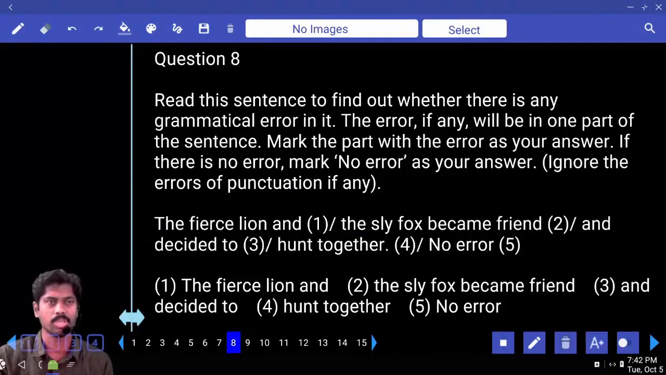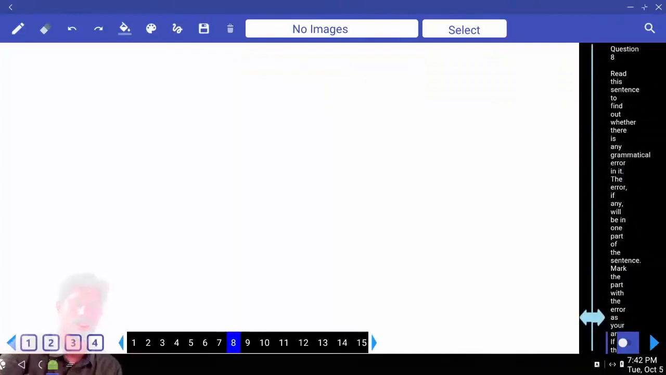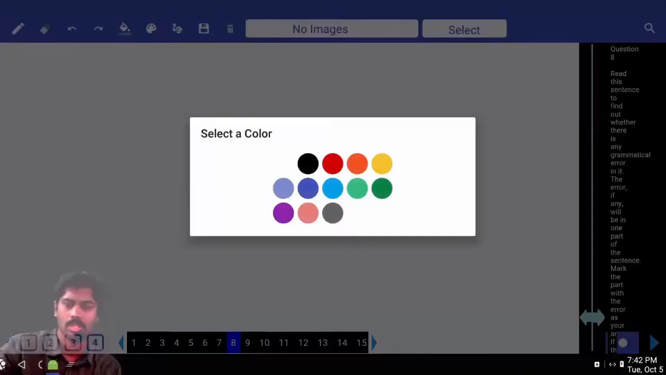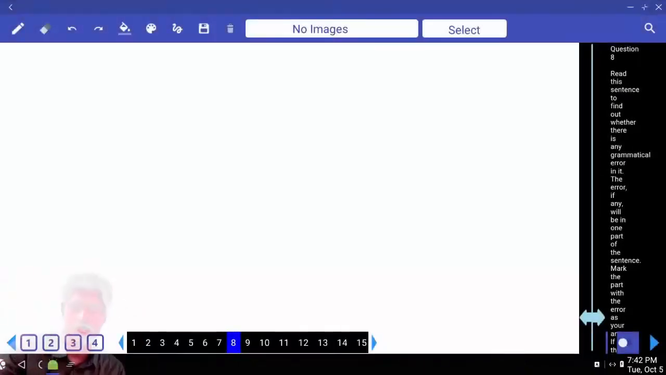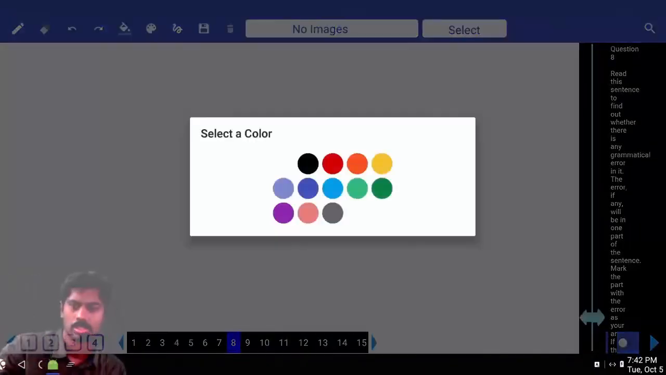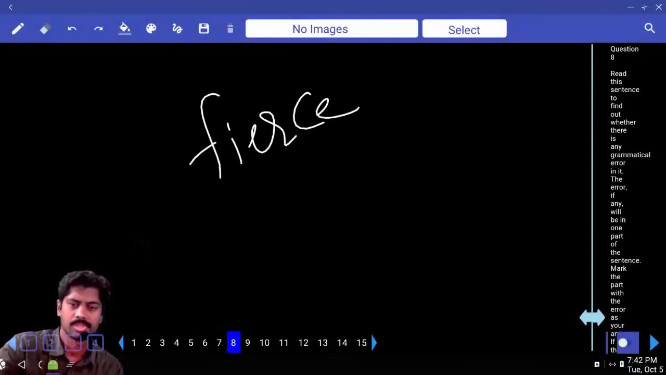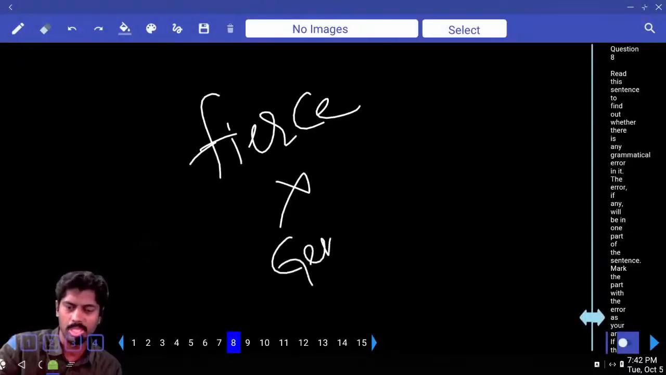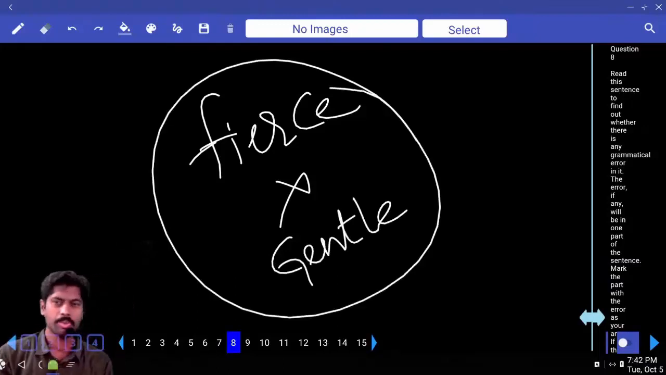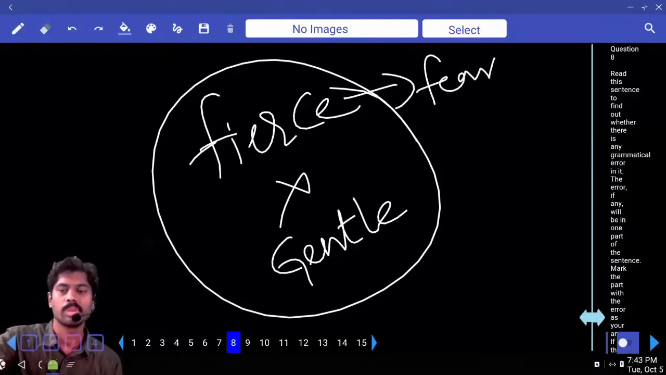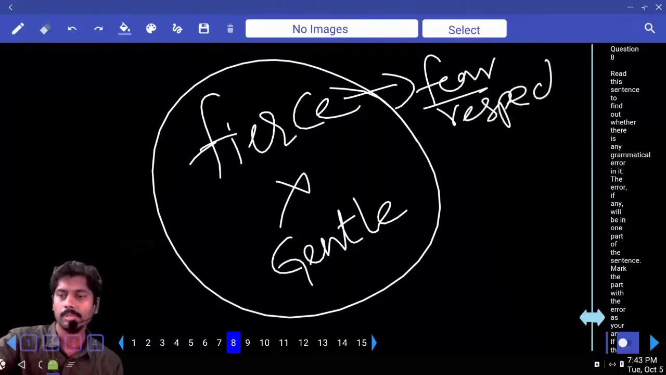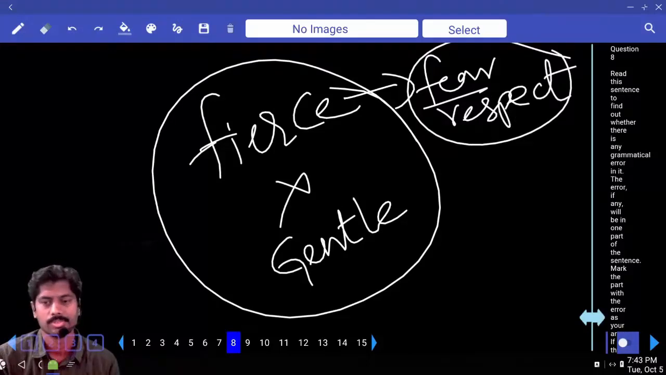The fears. What is the meaning of fears? A lion is always fierce, or a lion is always ferocious. A lion is always fierce or ferocious. Fierce. Opposite is gentle, meek. A sheep is gentle, a rabbit is gentle, whereas a lion is fierce, a tiger is fierce, meaning something which creates fear and respect.